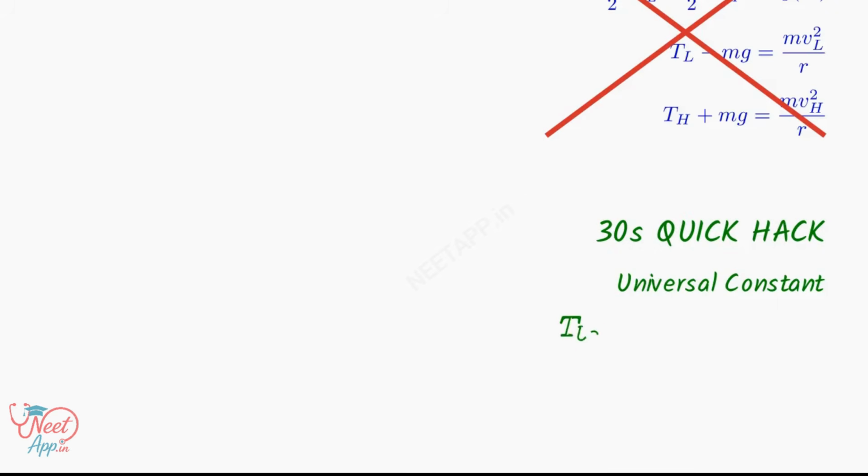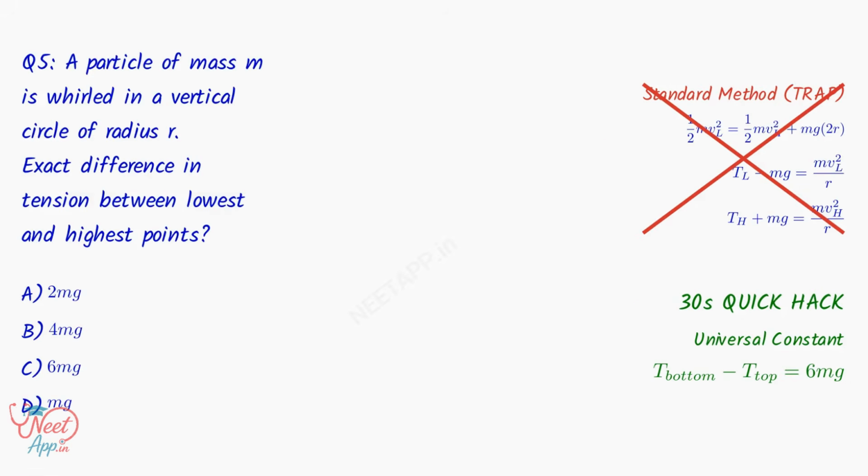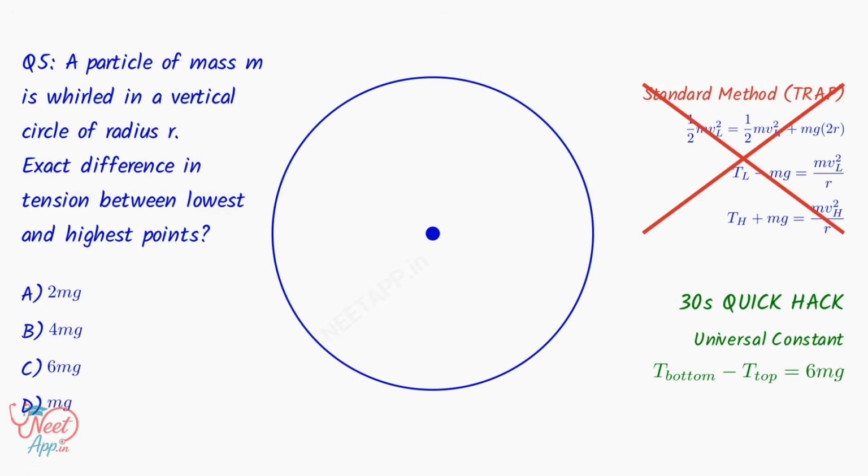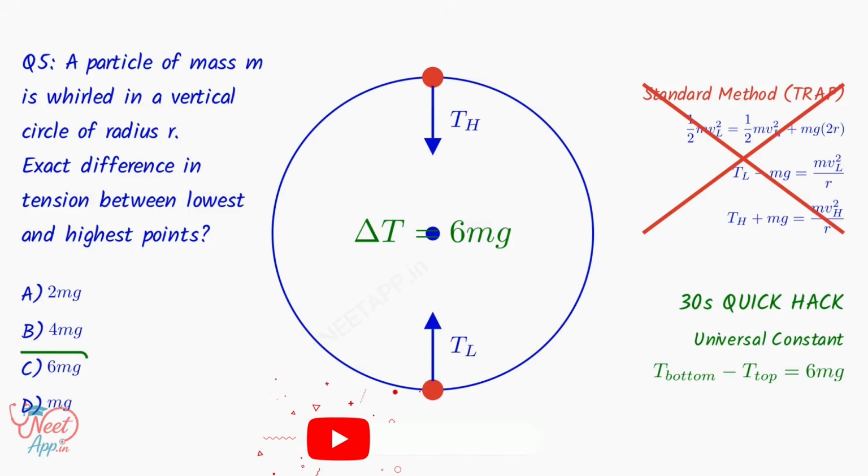For any vertical circular motion where the string does not slack, the difference in tension between the lowest and highest point is a universal constant. It does not matter what the initial velocity or the radius is. Look at the center diagram. The tension at the bottom is T_L. The tension at the top is T_H. The difference is permanently locked at exactly 6 mg. Option C is your correct answer. Memorize this constant, completely skip the giant derivation and secure your 4 marks instantly.